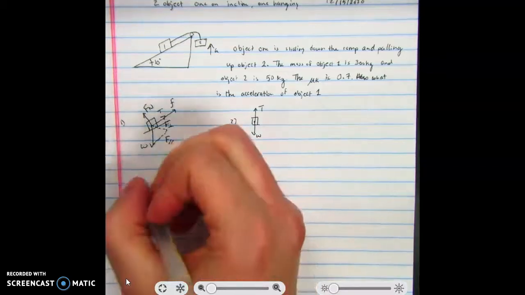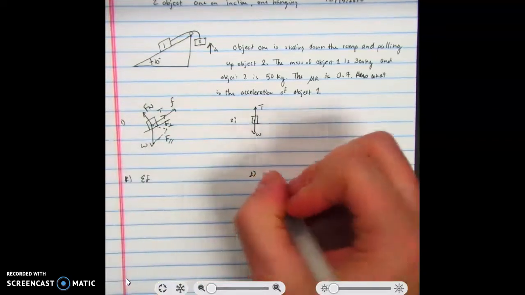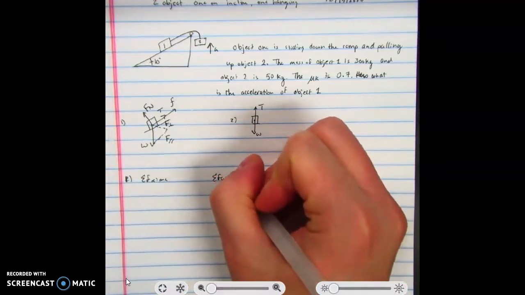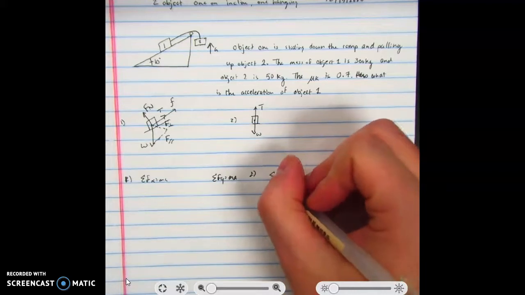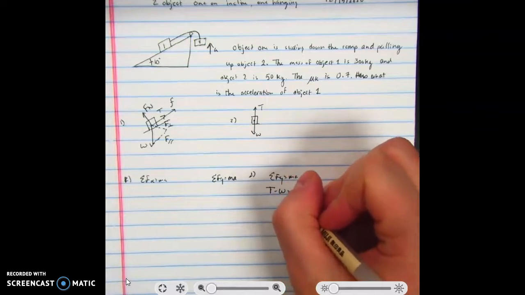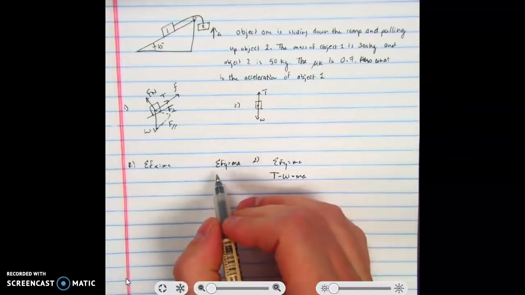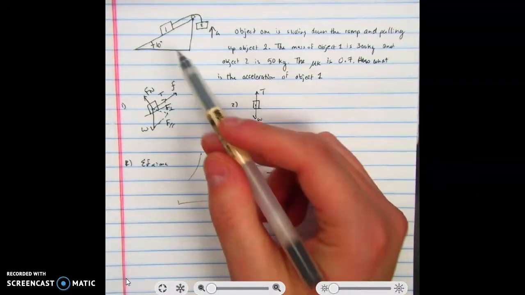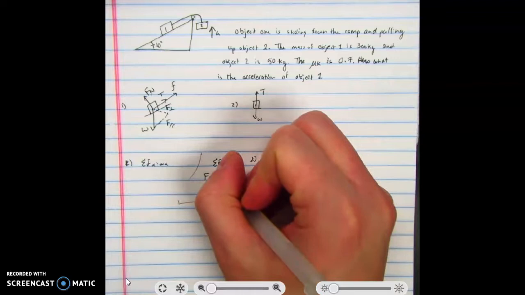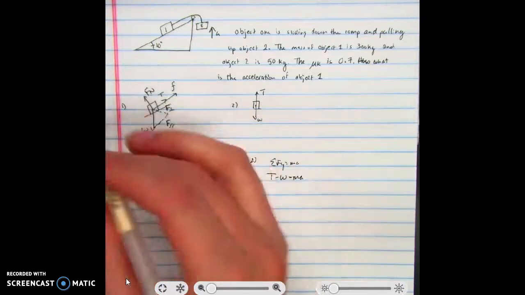Now let's go to our summation of forces. Summation of forces in the x equals ma. Summation of forces in the y equals ma. And then for object 2, I'm just going to do summation of forces in the y equals ma. This one is tension minus weight equals mass times acceleration. Just the two right there. For the y-axis, I just have the force normal and force perpendicular. So force normal is equal to force perpendicular, because it's not being picked up off.